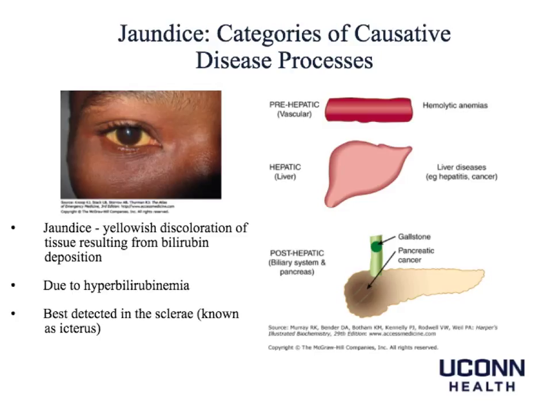There can be several etiologies of jaundice, and the problems can occur at multiple levels. They can either be prehepatic, or problems with the liver itself, hepatic, or there can be posthepatic etiologies as well.